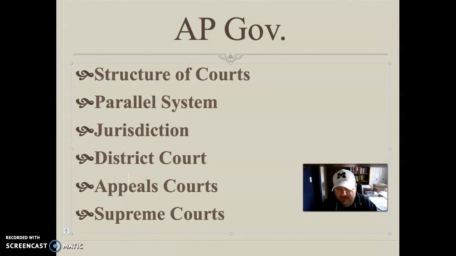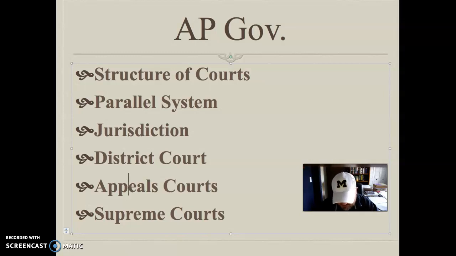Once the Supreme Court makes a decision, the decision is final. That's why I call it the court of last resort. There's not another step after that. If you've lost there, you've run out of chances. You can ask the Supreme Court to hear it again, but you probably won't be very successful. So that's how the court system is set up.